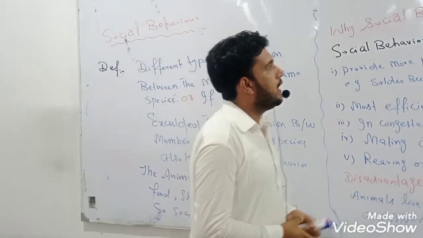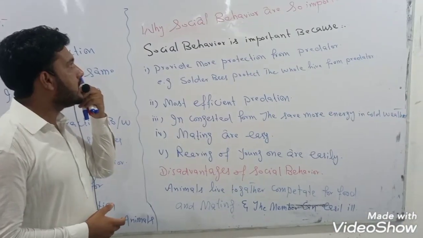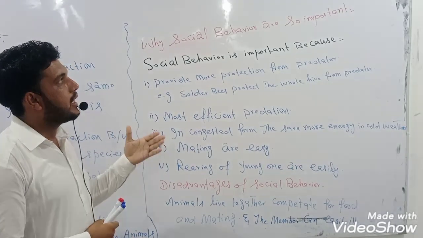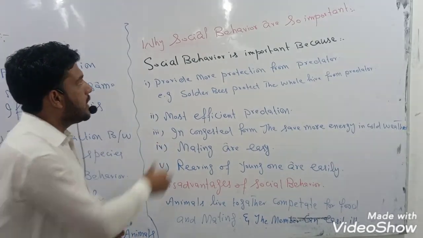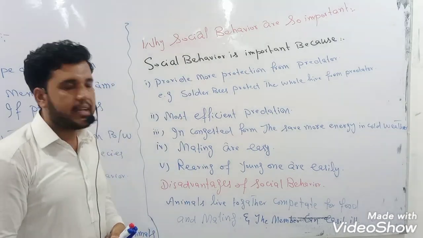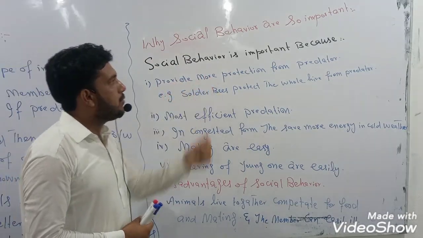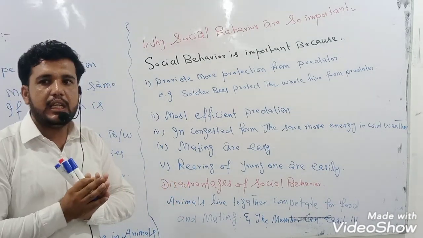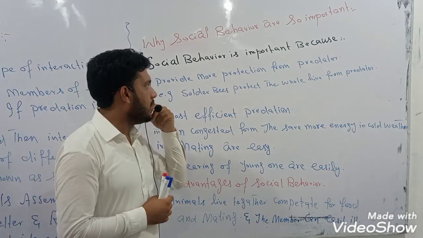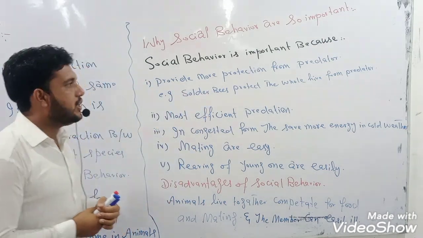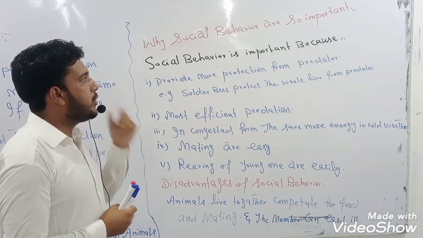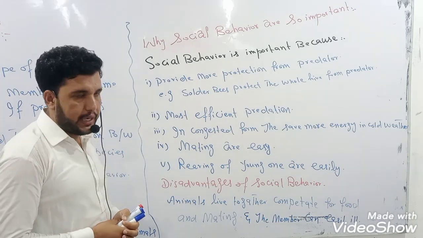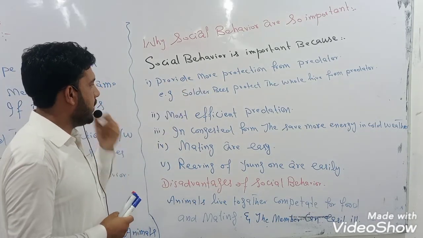Now, why is social behavior so important? What is the importance of social behavior? Social behavior is very important because it provides more protection from predators. When animals live together, they can easily protect themselves from the predator. For example, the soldier bees among the honey bees protect the whole hive from any type of enemy or predator. This is the importance of social behavior.